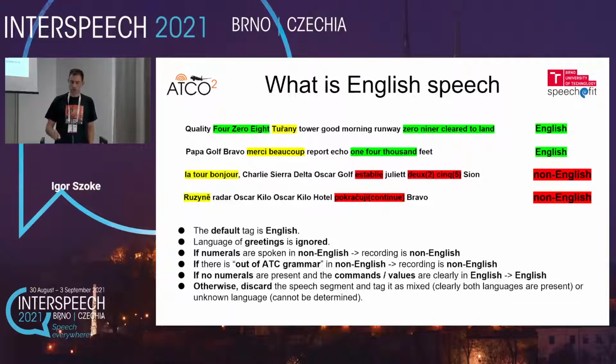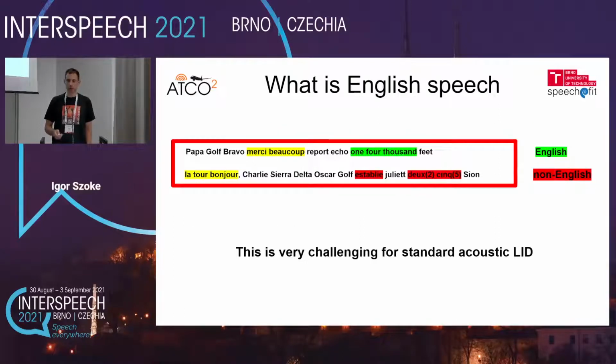So we define several rules. The first rule is that we ignore the greetings. We ignore the language of the named entities because it's important information. And the decision is made on top of the numerals. So if the numeral is in English or the command is in English, then we say, okay, it's English speech. Otherwise, we consider it as non-English speech.